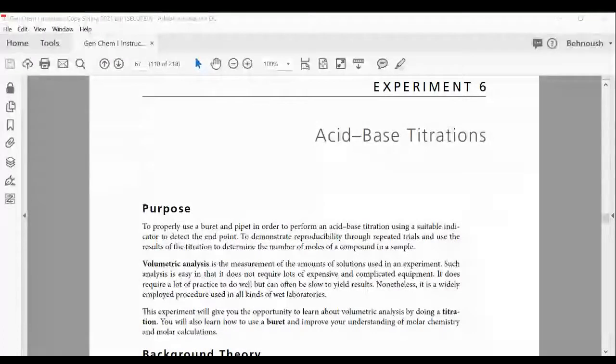Okay, what is titration? What's the definition for titration? You can use your mic if it makes it easier, or you can use the chat. Titration.